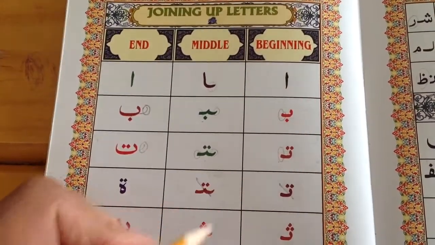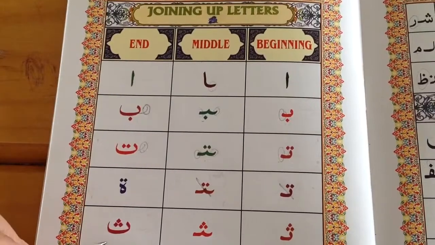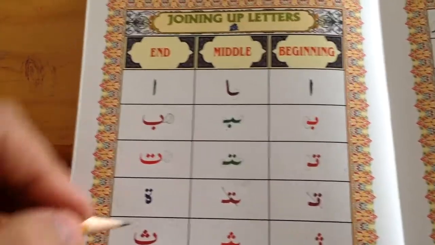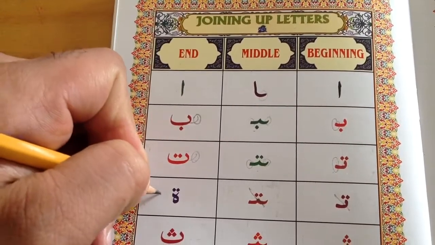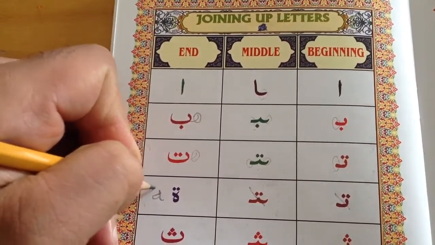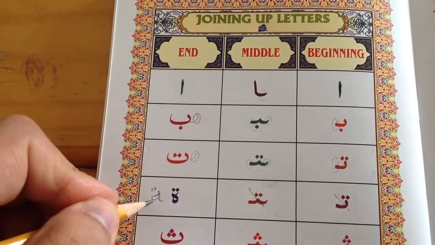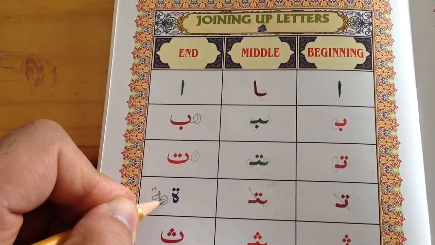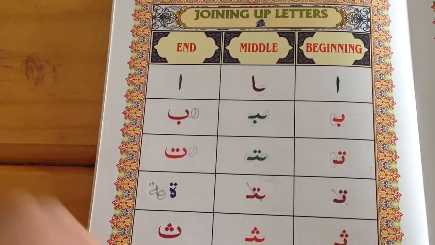Now these two are a mistake. Ta marbuta. Another type of ta marbuta is this type right here. That type of ta marbuta is such that when it's at the end, it has a tail which joins to the letter before it.